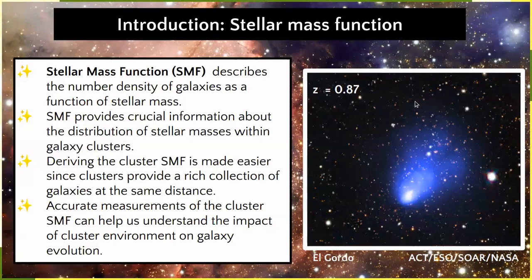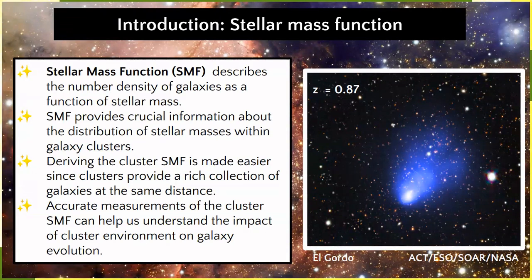So an important observable of galaxy populations is the stellar mass function, or SMF, which basically describes the number density of galaxies as a function of stellar mass. In the context of galaxy clusters, which are massive gravitationally bound systems, the SMF becomes particularly important as it provides crucial information about the distribution of stellar masses within clusters and the mechanisms that lead to this observed distribution.